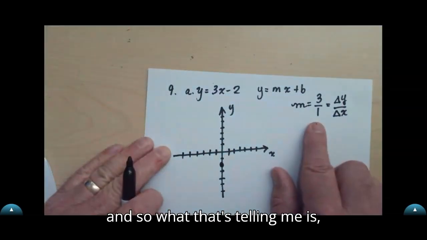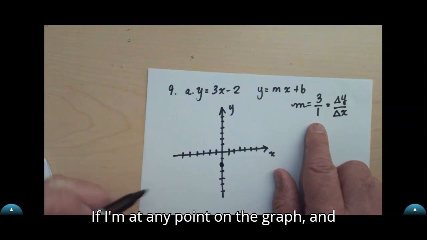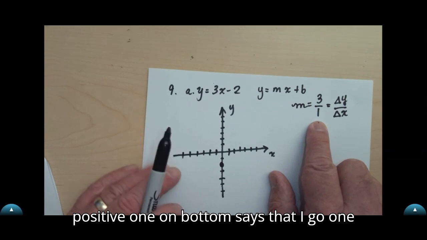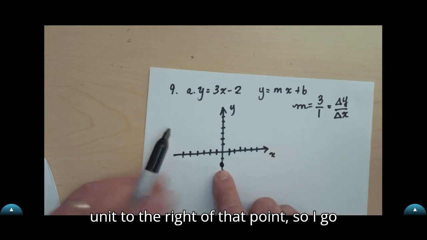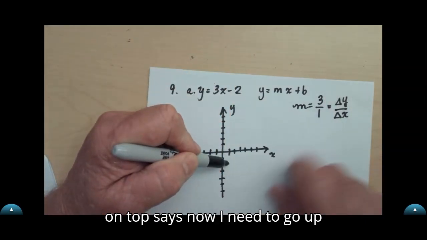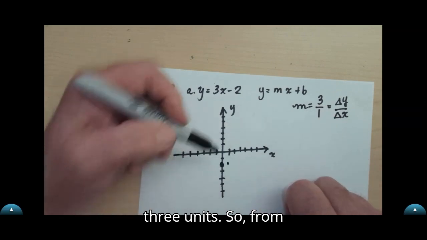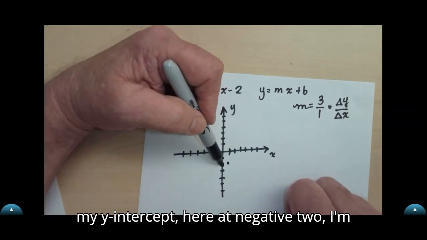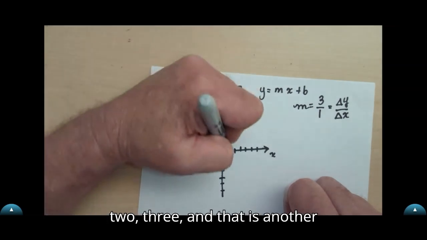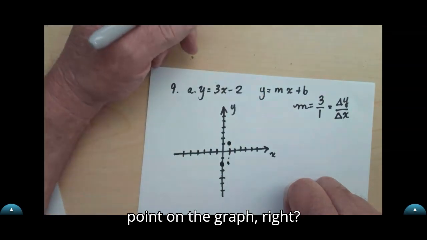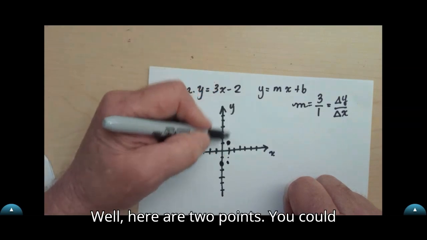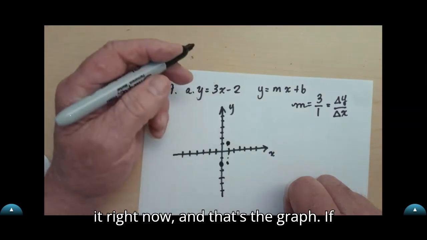And so what that's telling me is, if I'm at any point on the graph, and this y-intercept is a point on the graph, +1 on bottom says that I go 1 unit to the right of that point. So I go right 1 unit. And +3 on top says now I need to go up 3 units. So from my y-intercept here at -2, I'm going to go 1 to the right and up 1, 2, 3. And that is another point on the graph, right? And so you need at least 2 points. Well, here are 2 points. You could literally draw the line that goes through it right now, and that's the graph.